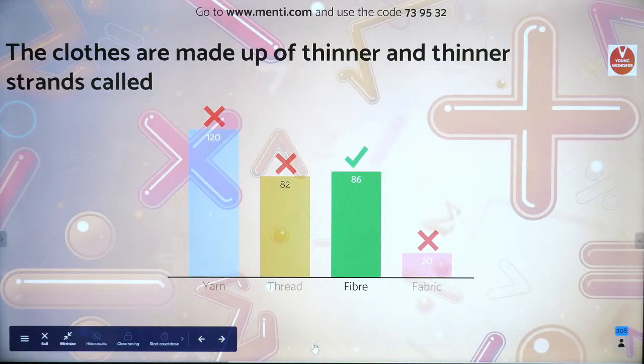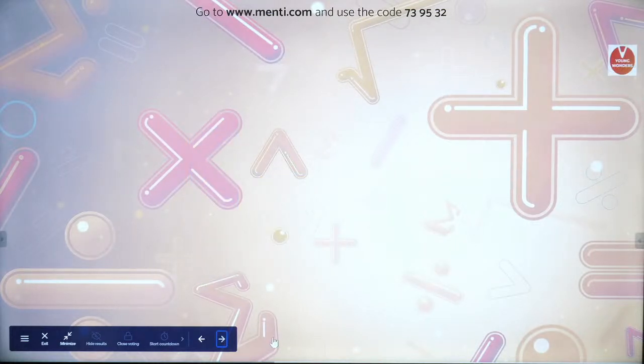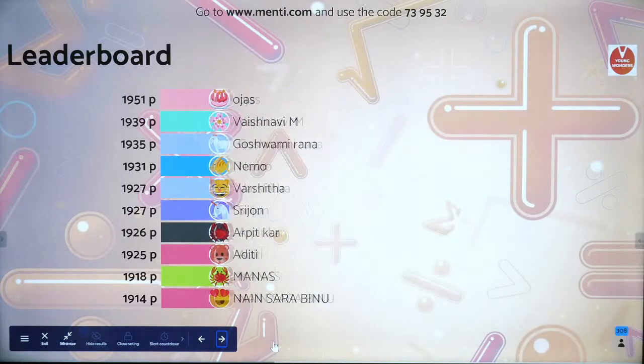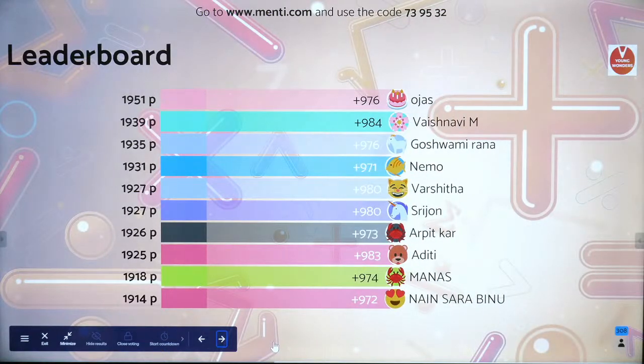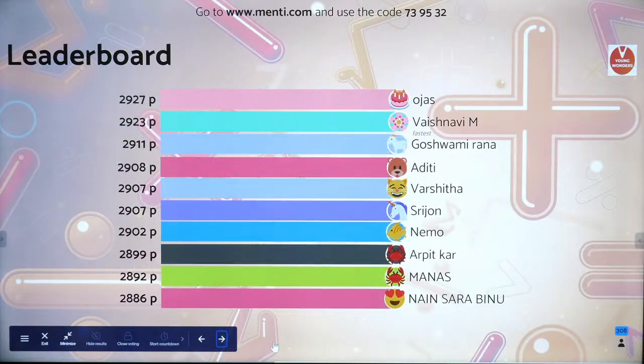Chalo. So guys, it is fiber. So fiber, yarn, fabric, right? So the answer is fiber, which brings me to the leaderboard and Ojas, Vaishnavi, Goswami, Nemo, Varishtha, Sri John, Arpit, Aditi, Manas, Nayan, Sarabini. And Ojas, you are leading the leaderboard with 4 points as compared to Vaishnavi and Vaishnavi, you are the fastest. There's just a 4 point difference.